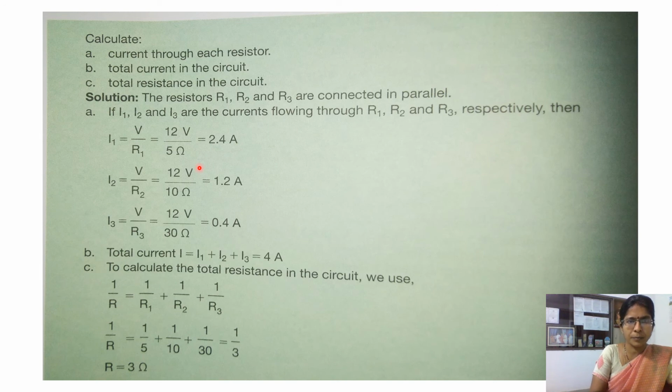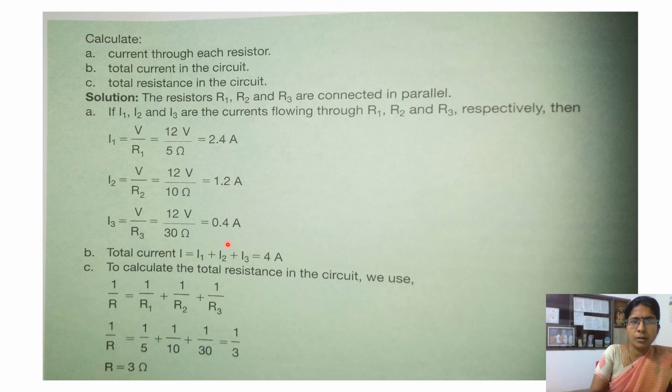First one is done. But what is the second one? Total current in the circuit. So you have to add all these individual currents, that is I1 plus I2 plus I3. 2.4 plus 1.2 plus 0.4. 0.4 plus 1.2 is equal to 1.6, and to this add 2.4. It is equal to 4. So the total current in the circuit is equal to 4 amperes. It's not ohms; the unit of current is amperes.